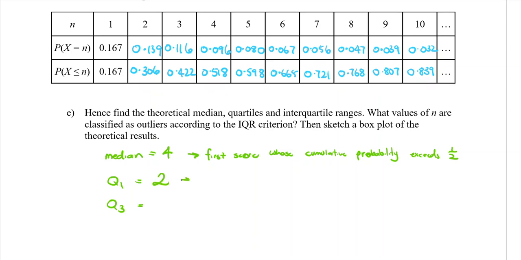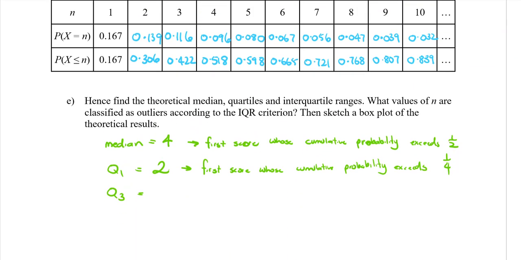So n equals 2, because this is the first score whose cumulative probability exceeds 1/4. And Q3 will be at 0.75. So 0.721 is too small. So it's going to cross over in here at n equals 8. Now, obviously, this stuff that I'm writing afterwards, you don't need to write. That's not something that you'd write on a test. But when you're looking back at your notes later, I would like you to know where those numbers came from. Okay? So we have the median, the Q1 and the Q3.